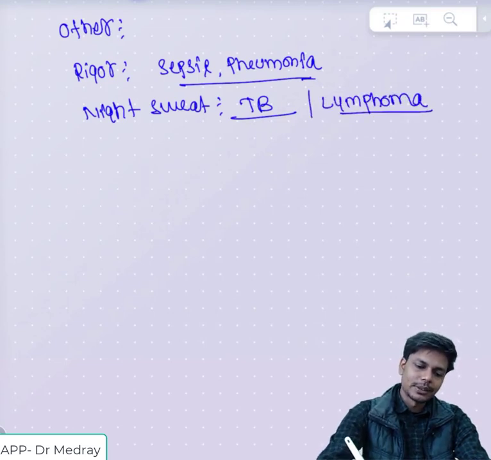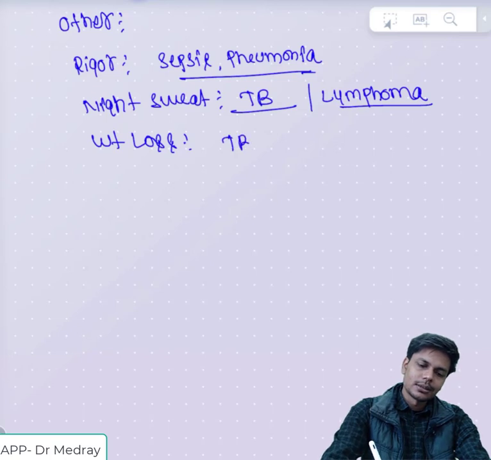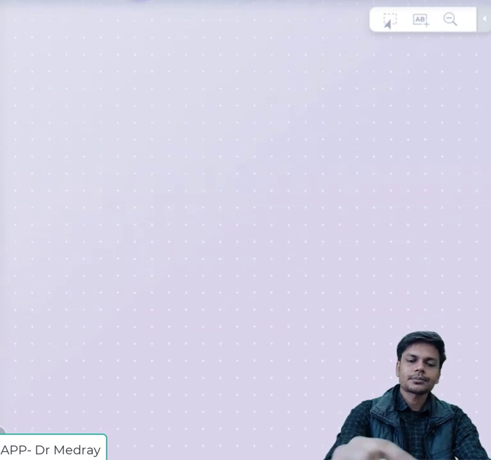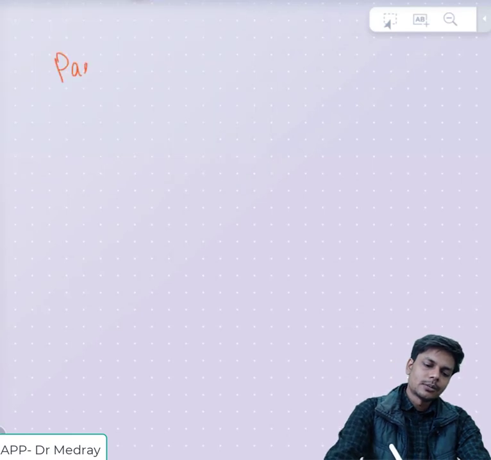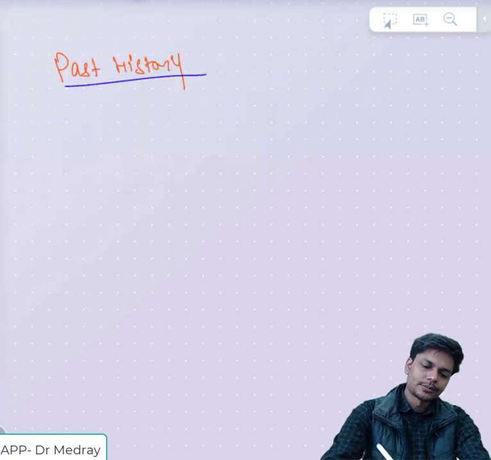Lymphoma, if the patient is complaining of night sweat. Weight loss: chronic diseases like tuberculosis, lung cancer, bronchiectasis, and COPD can all cause weight loss. What is the significance of past history?